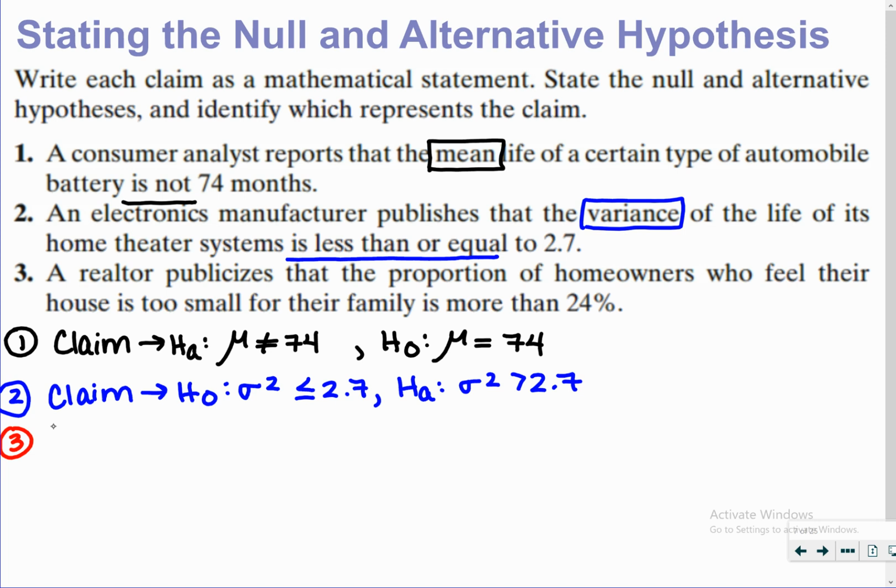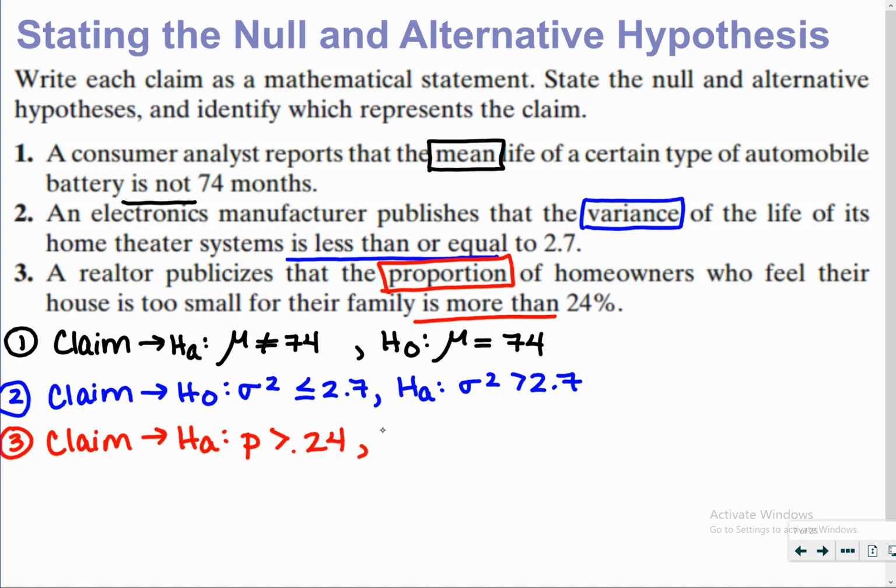Number three says a realtor publicizes that the proportion of homeowners who feel their house is too small for their family is more than 24%. Is the claim a null or alternative hypothesis? Alternative. And for proportion, we use a P. Is more than, so greater than, and when we write proportions, we always use that decimal, so just 0.24.